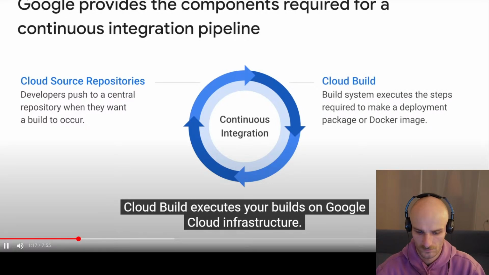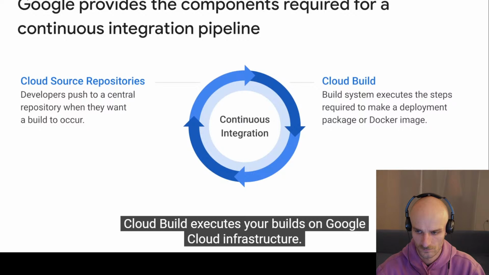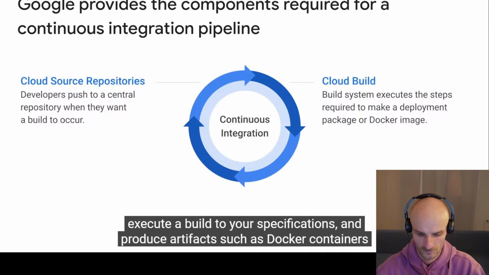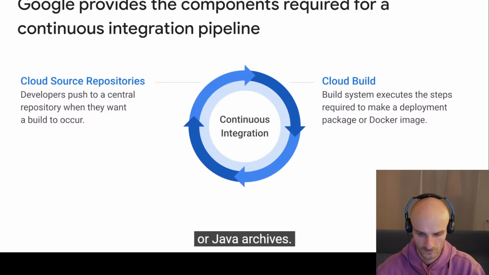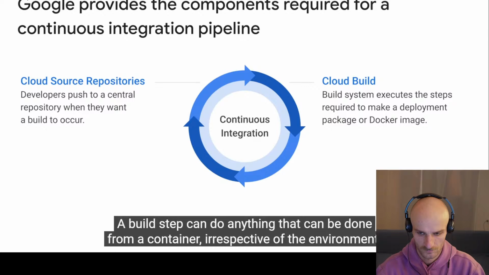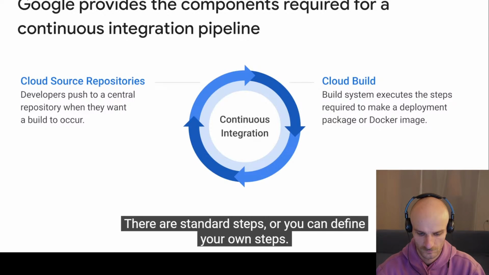Cloud Build executes your builds on Google Cloud infrastructure. It can import source code from Cloud Storage, Cloud Source Repositories, GitHub, or Bitbucket, execute a build to your specifications, and produce artifacts such as Docker containers or Java archives. Cloud Build executes your build as a series of build steps, where each build step is run in a Docker container. A build step can do anything that can be done from a container, irrespective of the environment. There are standard steps, or you can define your own steps.